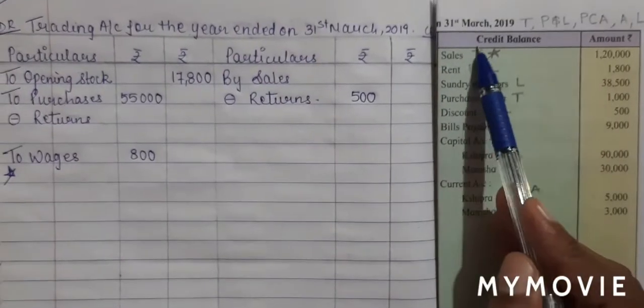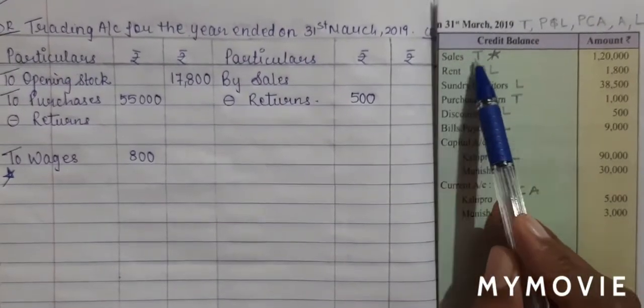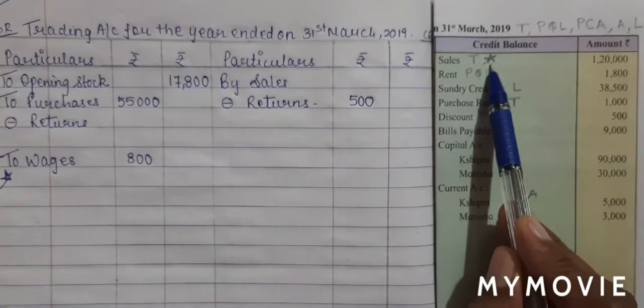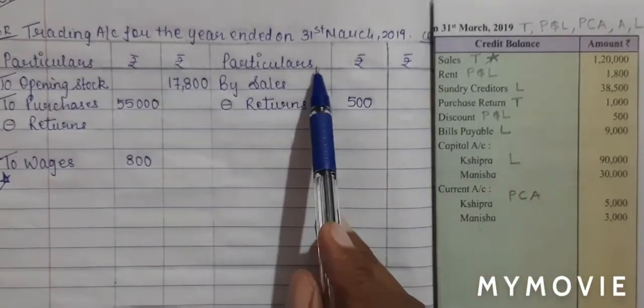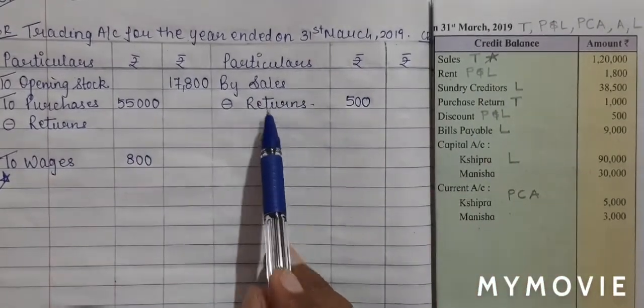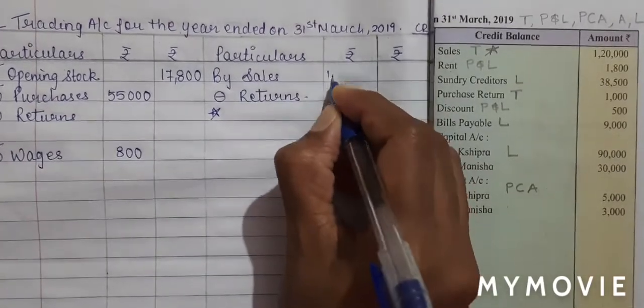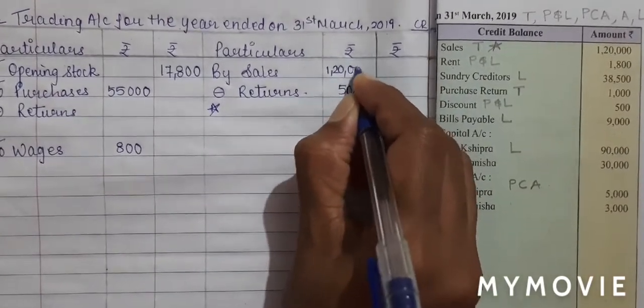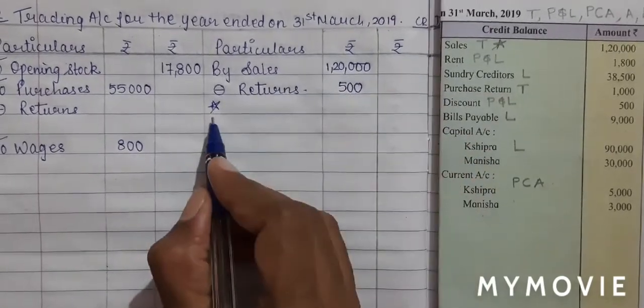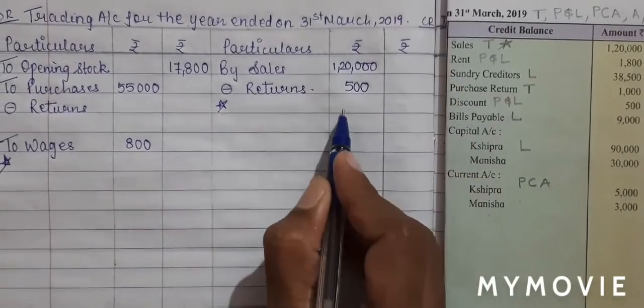Let's begin with the credit balance. We have sales, which will go in my trading account, and there is a star. So trading account credit side, I have already written sales. I will mark a star and I'll still write the amount in the inner column. Now students, I will not total this because there is a star. So I will leave it.